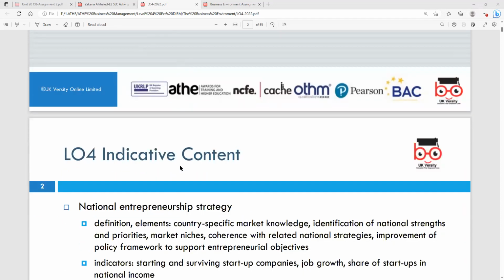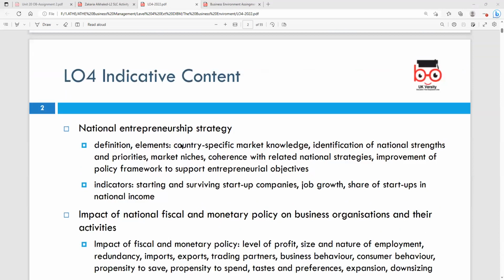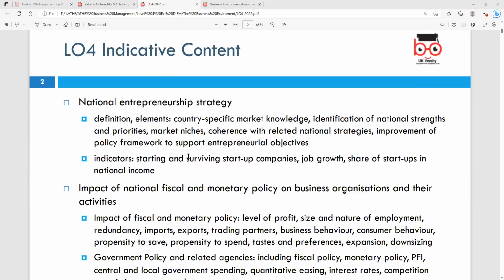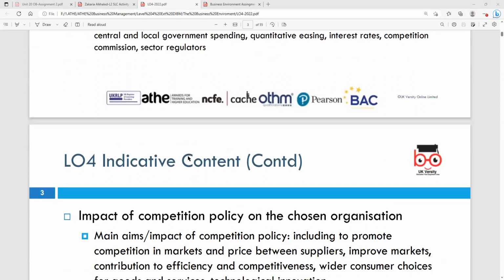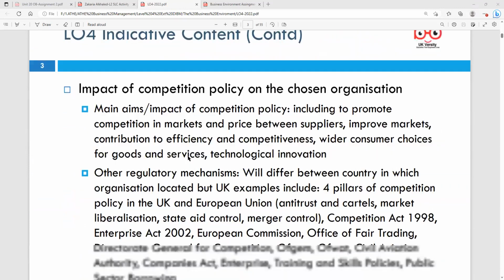So what we will be covering in today's lecture is a lot of stuff. We're going to be talking about entrepreneurship, the types of entrepreneurship, the importance of national entrepreneurship strategy, the role of monetary and fiscal policy in government planning, and the regulatory mechanisms in the country. So this is the indicative content.